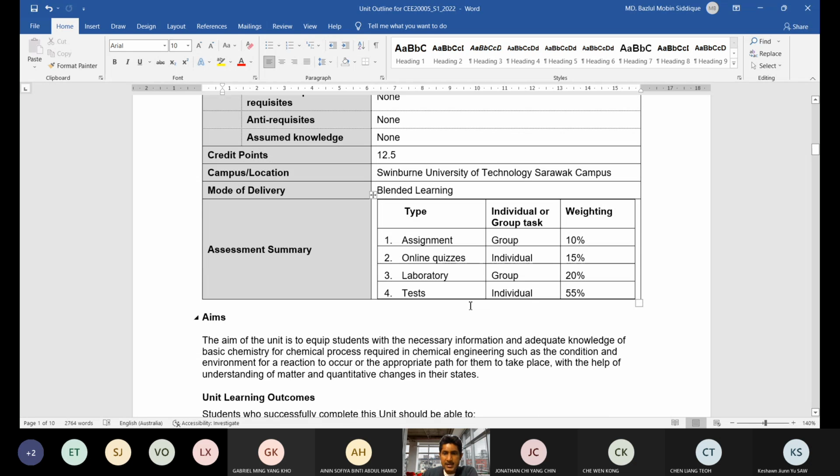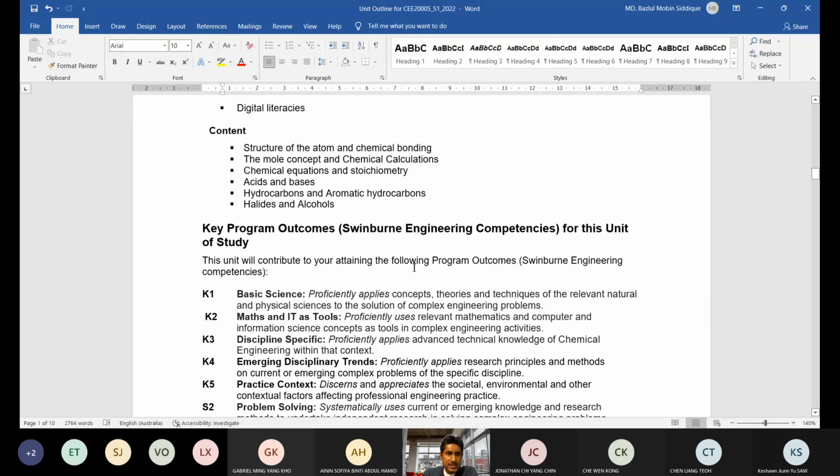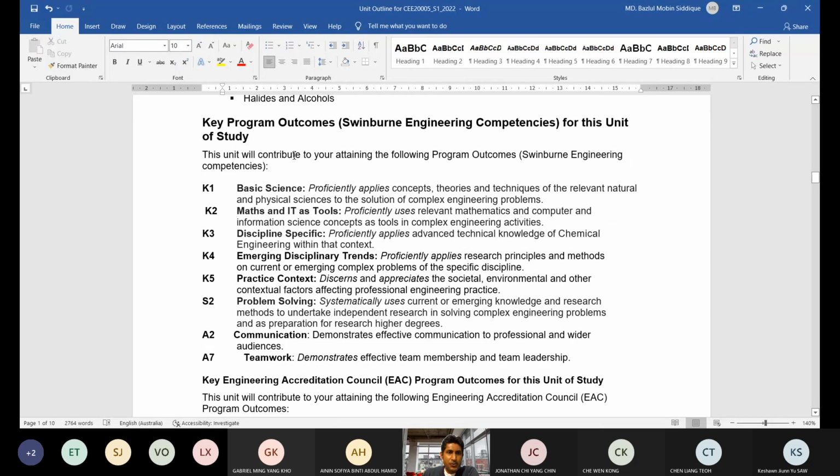If you do not understand anything, these are the conditions that we will go by. So if you have any question or any inquiries, you can of course email me or ask me directly in the class as well. I'll talk about these learning outcomes later, and content as well. We'll come to the key program outcomes.